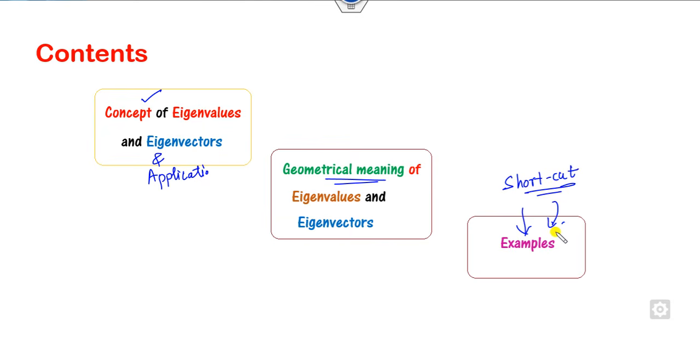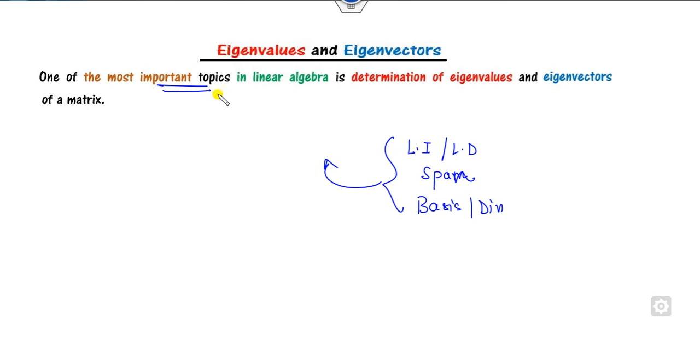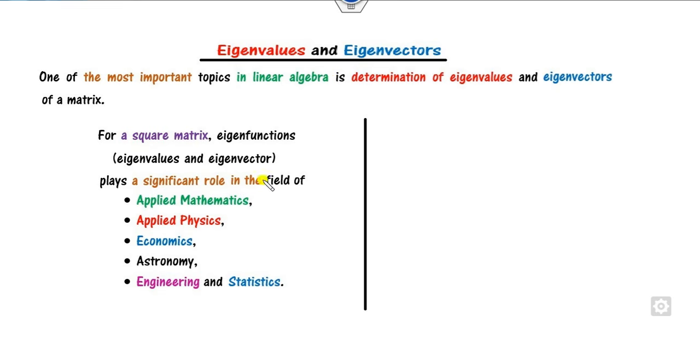So first of all, what we have studied so far is linear independence and linear dependence. We have discussed the span, and we have discussed the basis and dimensions. So eigenvalues are a combination of all these concepts. That's why this is one of the most important topics in linear algebra. It has wide applications.